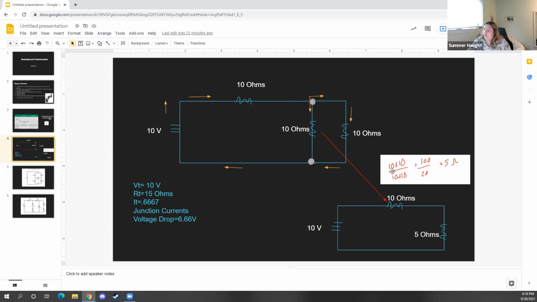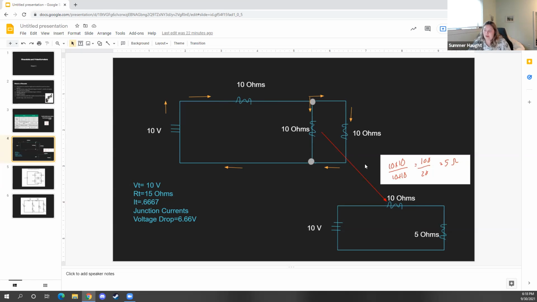But in this case, when we want the voltage drop at just the 10 ohms, we're only going to use 10 ohms as our R, not 15. So to find a voltage drop in a specific resistor, you just take that resistance times the total current. So again, 10 times 0.667 is 6.66. So right here is 6.66.